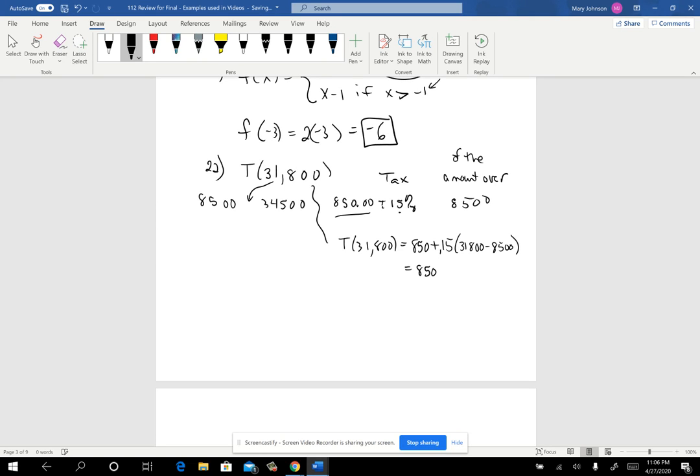So we're going to take the 31,800, take away 8,500, and that gives us 23,300 right here. So we do 850 plus 15%, 0.15 times 23,300. Okay, so that's going to turn out to be 4,345. And so the amount of tax you would owe would be $4,345, okay, according to that table. All right, this would be a good stopping point.